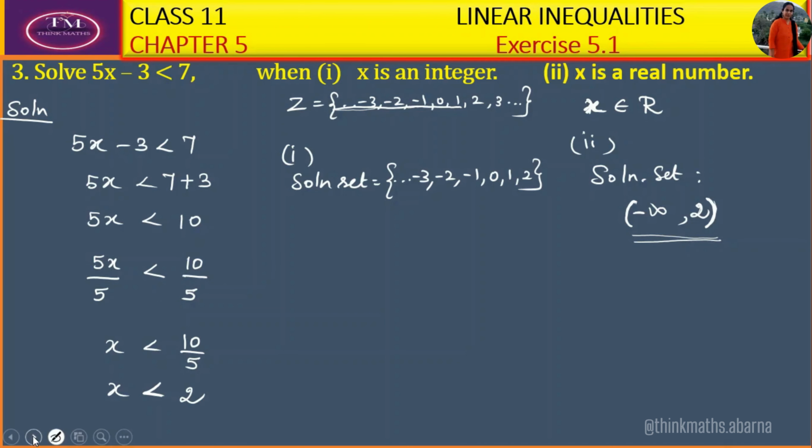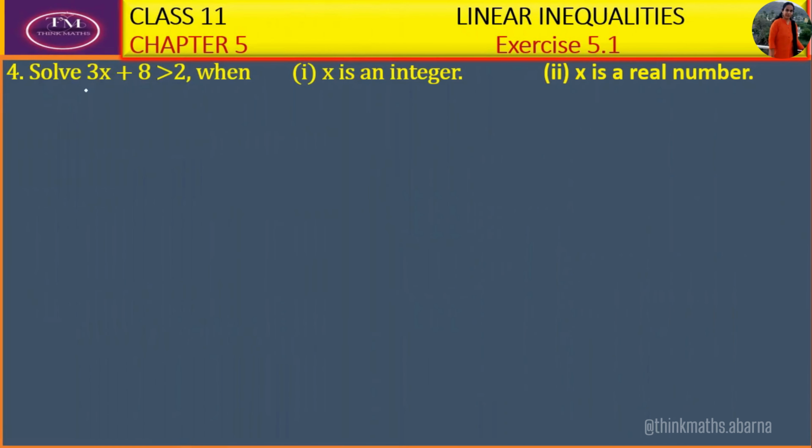Clear? So fourth question. Solve 3x plus 8 greater than 2 when x is an integer and x is a real number. So the same way we have to solve it. We have 3x plus 8 greater than 2. So let us remove the constant. So what we can do, this plus 8 can be taken to right hand side. It will become minus 8. So 3x greater than 2 minus 8 is minus 6.